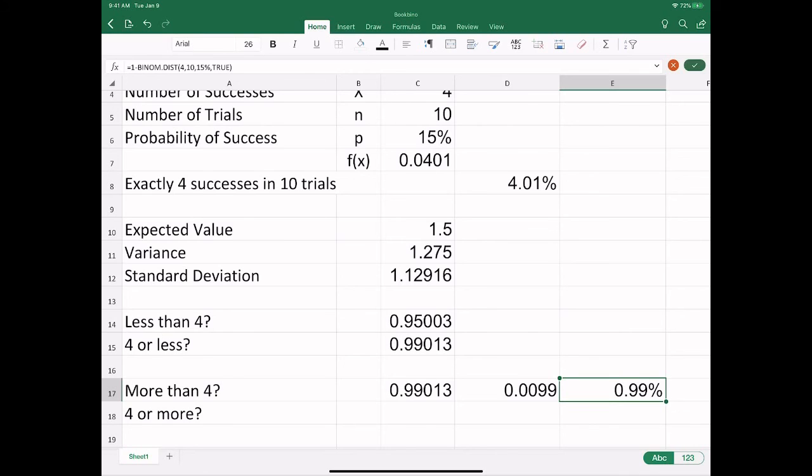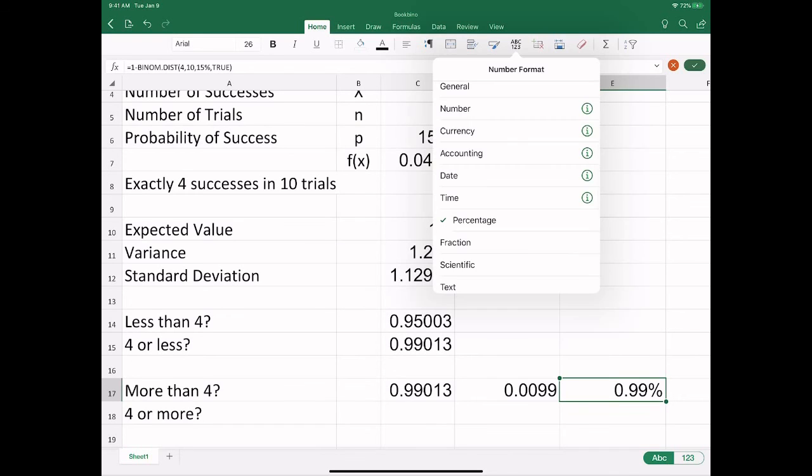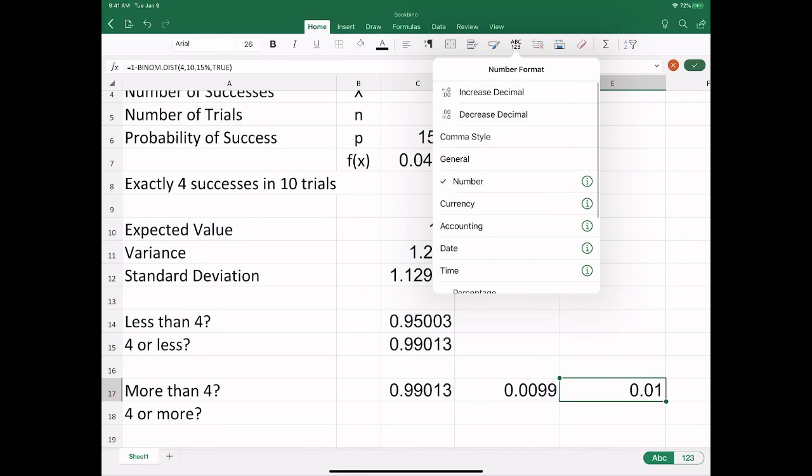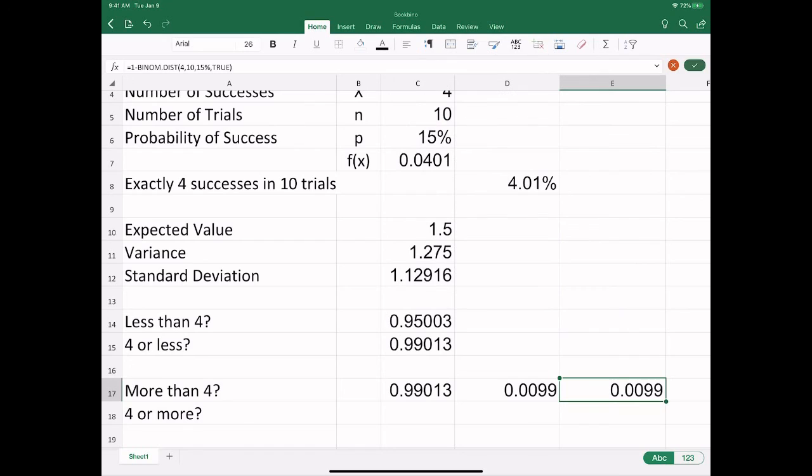Well, 0.99%, if I change this decimal over to a percentage, I would get 0.99%. If I want to change this over to compare it exactly, I'm going to hit my ABC 1, 2, 3. I'm going to select number, and then I'm going to increase the decimals by 2. And you can see now that those match exactly.